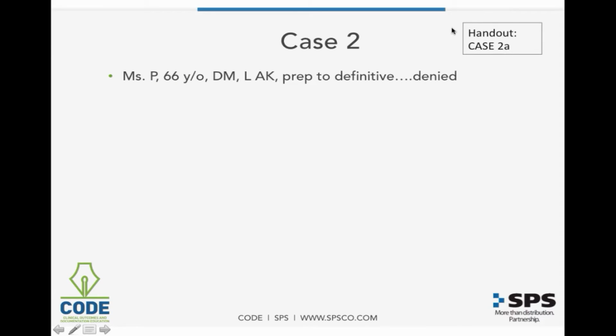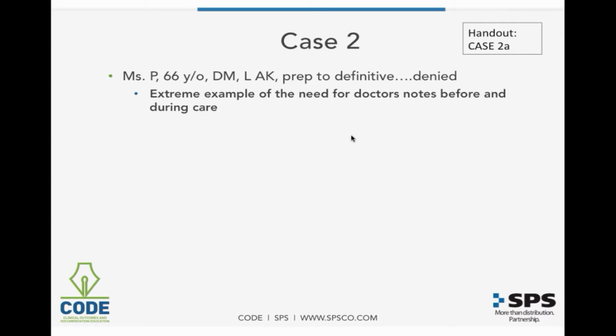So this is Mrs. P, 66-year-old, right? Doesn't seem too complicated here, but it was denied because of lack of doctor's notes. And again, like I said in the beginning, there were plenty of doctor's notes. No lack of doctor's notes. It was just that the doctor's notes didn't seem relevant or weren't linked up. In this case, again, it's extreme. The doctor's notes actually completely contradicted what the prosthetist was saying, which is a problem, right?